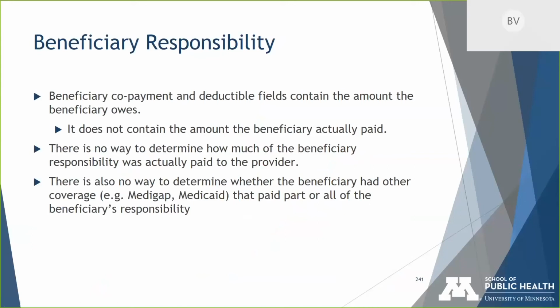So there are separate fields for both beneficiary copayment and deductible. It's the amount that the beneficiary owes. It does not contain the amount the beneficiary actually paid. It's also possible that the beneficiary called up their provider and said, I'm not going to be able to pay this, and then they had some other negotiated rate. We just know that that is what Medicare thought the beneficiary should be paying after they've paid.